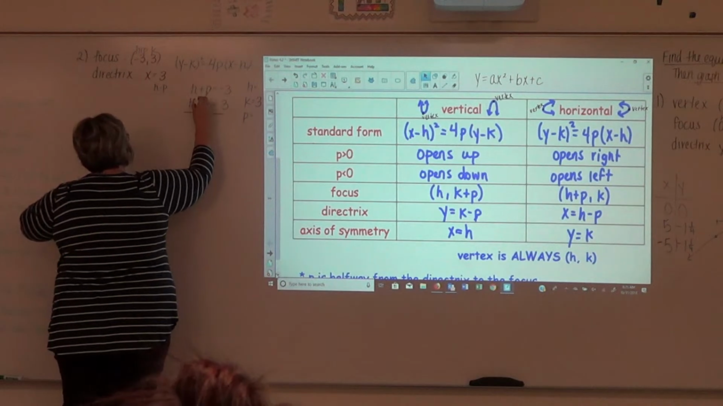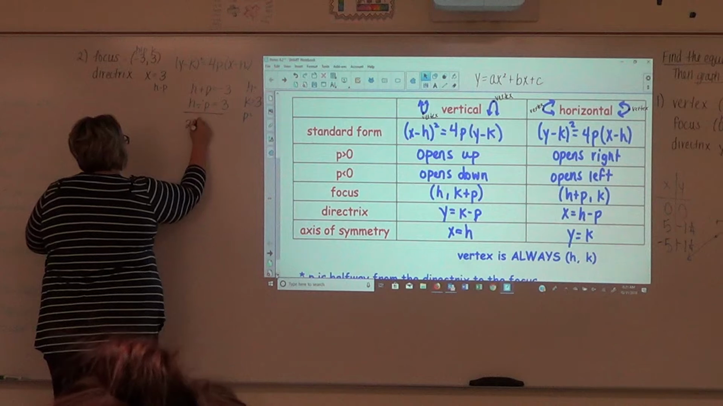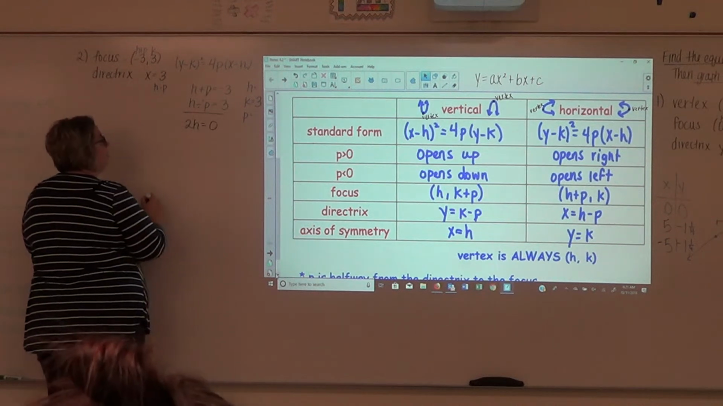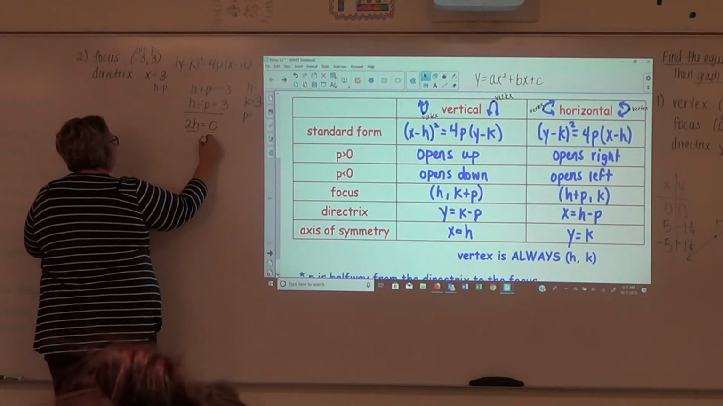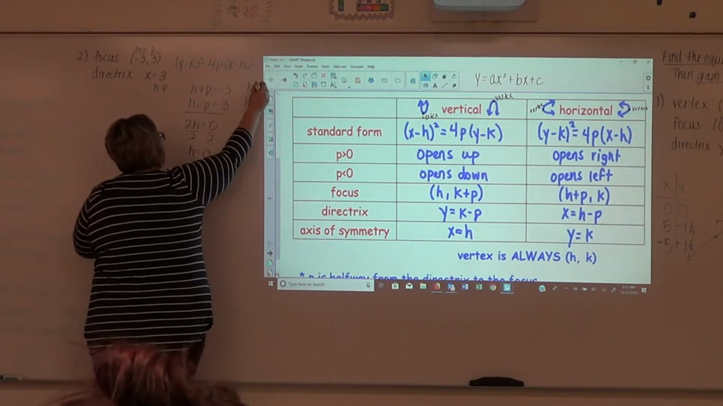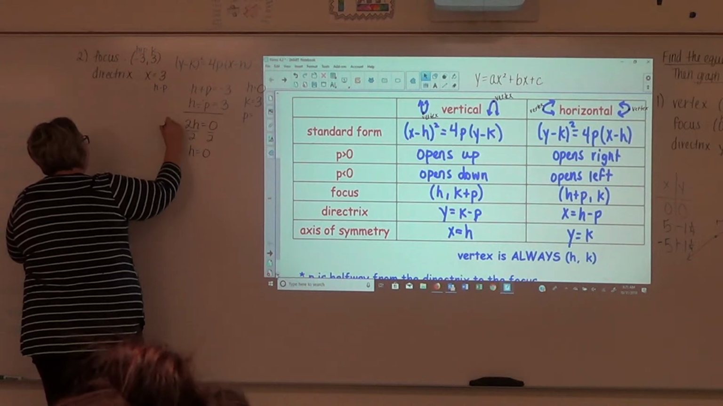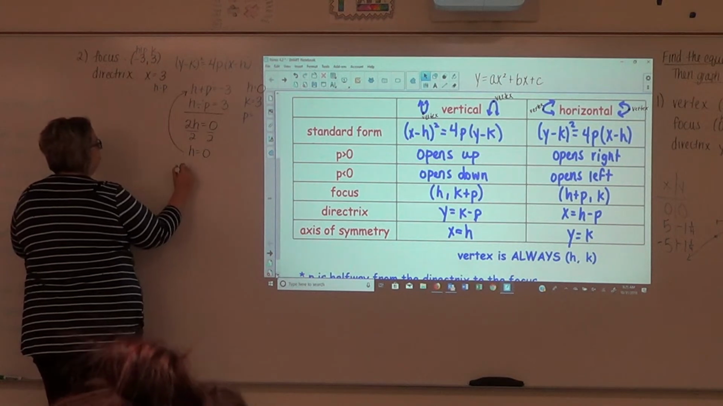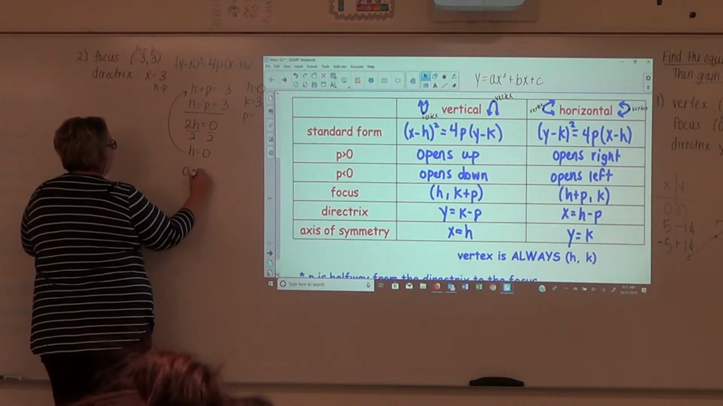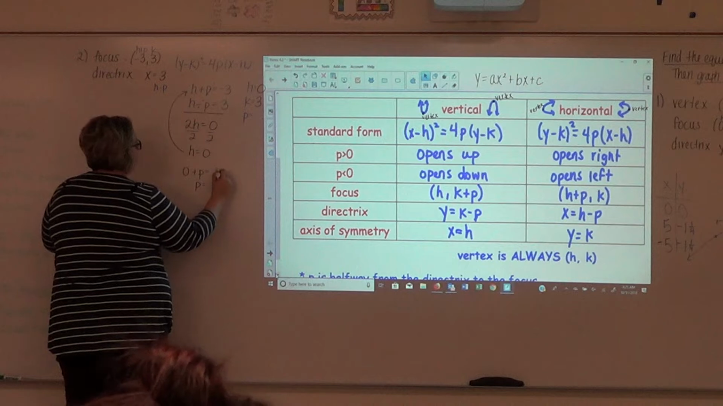P's cancel. So I have 2h equals 0. Divided by 2, so what's h equal to? 0. So then how do I find p? Once you find one answer, you plug it back in. So then I know 0 plus p equals -3, so p equals -3.